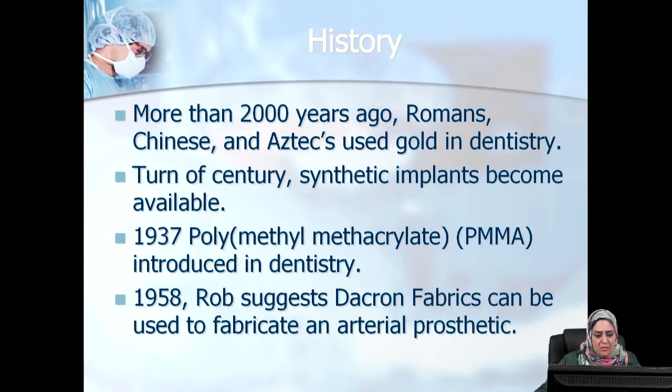The history: more than 2,000 years ago, the Romans, Chinese, and Aztecs used gold in dentistry. At the turn of the century, scientific implants became available. In 1973, PMMA, a type of polymer, was introduced in dentistry. In 1985, it was suggested that polymers could be used to fabricate an artificial prosthetic.